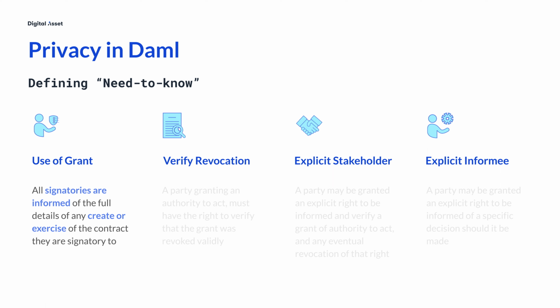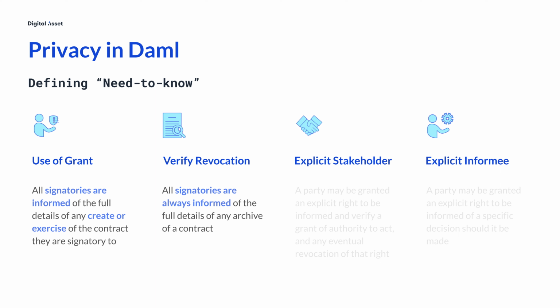You have a need to know about any revocation. A party granting an authority to act must have the right to verify that the grant was revoked validly. In DAML, this means that all signatories are always informed of the full details of any archive of a contract.